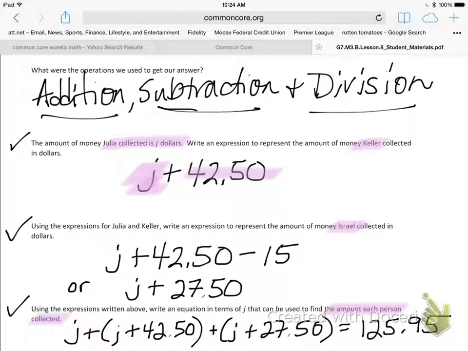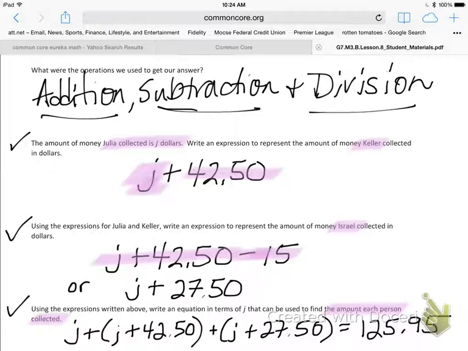All other terms. All right, so then the next one, using the expressions for Julia and Keller, write an expression to represent the amount of money Israel collected in dollars. So we have Keller here, J plus 42.50 is Keller, and for Israel you need to subtract away another 15, because he made $15 less than Keller.